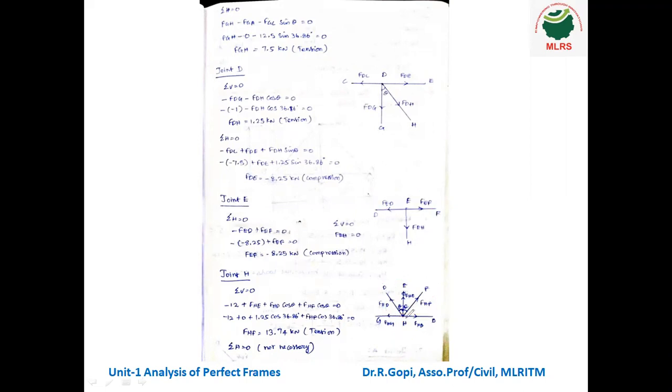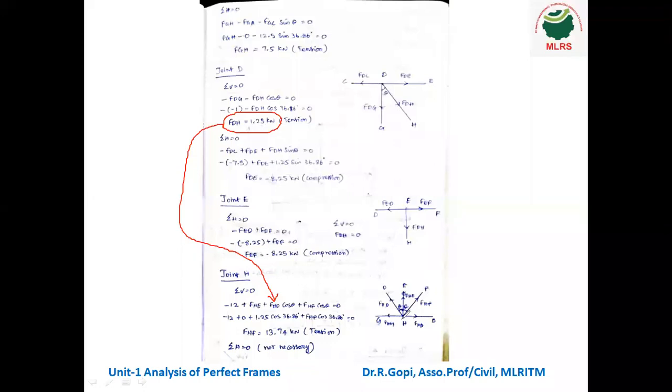Next, FHE. You can see here FHE is the straight member, pure vertical. So it's acting upward. So plus FHE. So next FHD. FHD cos theta. FHD also we already know. You can see here FHD or FDH. So use this answer here. Minus plus 1.25, so plus 1.25 cos 36.86 degrees plus FHF. FHF is the only one unknown.